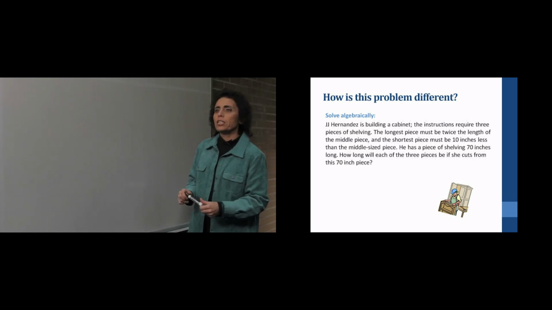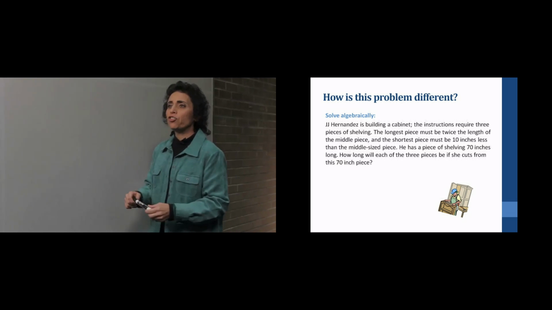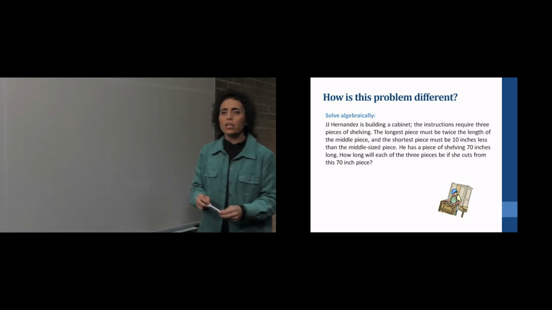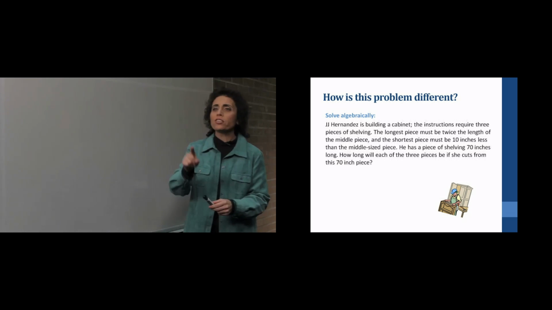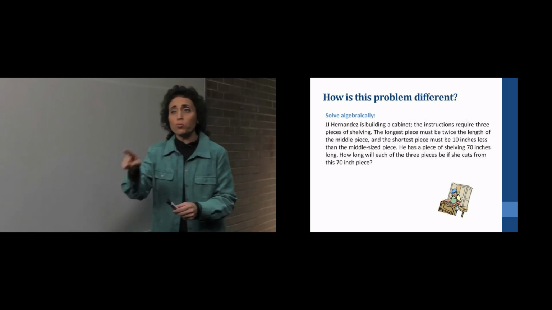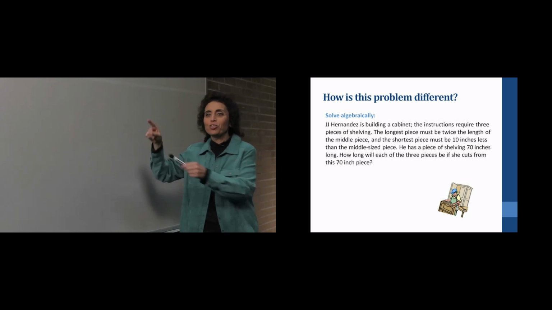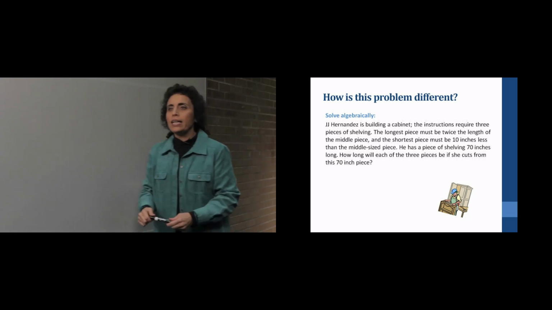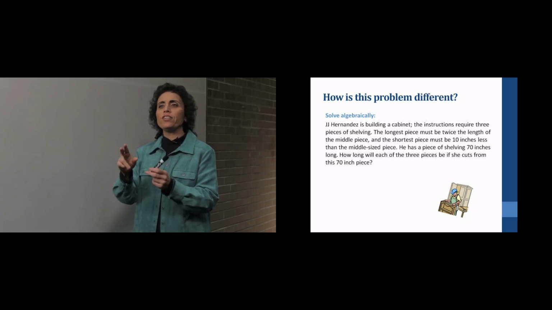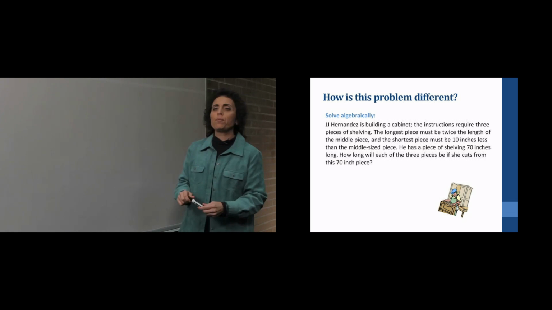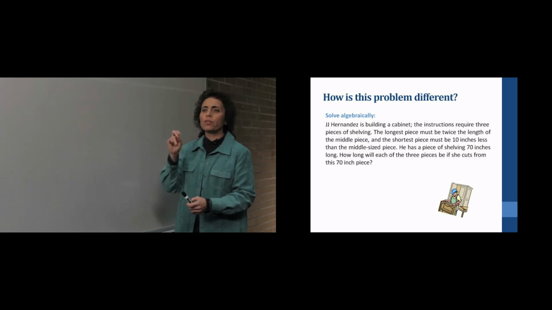Okay, let's take a look. J.J. Hernandez is building a cabinet. The instructions require 3 pieces of shelving. The longest piece must be twice the length of the middle piece, and the shortest piece must be 10 inches less than the middle-sized piece. He has a piece of shelving that's 70 inches long. How long will each of the 3 pieces be if she cuts from the 70-inch piece?